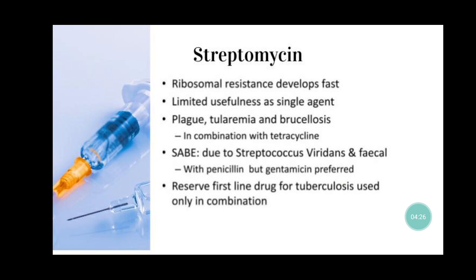Now streptomycin. Streptomycin develops ribosomal resistance very fast. It is of limited usefulness as a single agent. Used in plague, tularemia and brucellosis in combination with tetracycline. Used in SABE due to Streptococcus viridans, and in this case it is used with penicillin. It is the reserve first-line drug for tuberculosis, used only in combination.